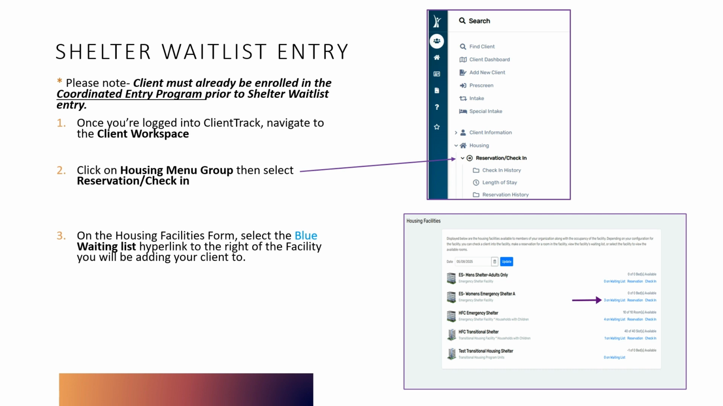The shelter waitlist entry is done from the client workspace. So once you're logged into Client Track, you will navigate to the client workspace, then click on the housing menu group, then select reservation/check-in. Once the housing facility form opens, you'll select the blue waiting list hyperlink to the right of the facility you will be adding your client to.